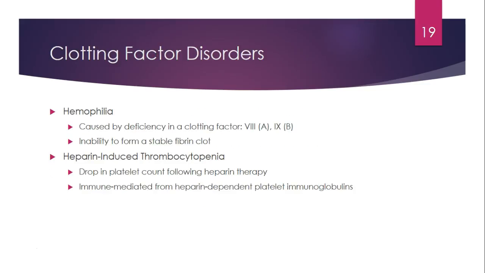Other clotting factor disorders, so hemophilia, we can talk about factor 8 and factor 9. These are A and B, and those are probably the most common ones. Basically, there's an inability to form a stable fibrin clot. One common myth is that these patients bleed out like crazy. They're not faster bleeders. It's just they don't stop bleeding as fast. It takes them a lot longer to form a clot.